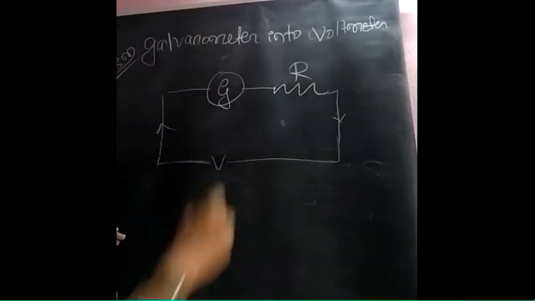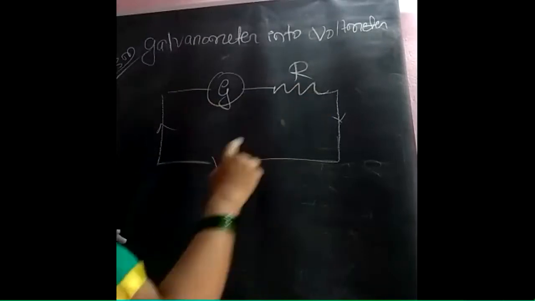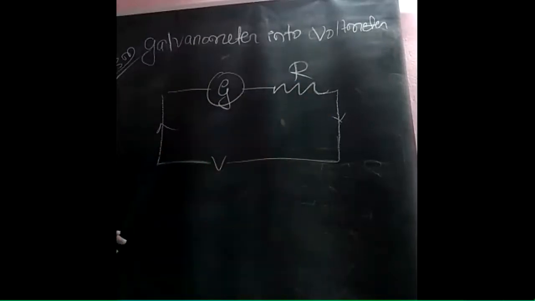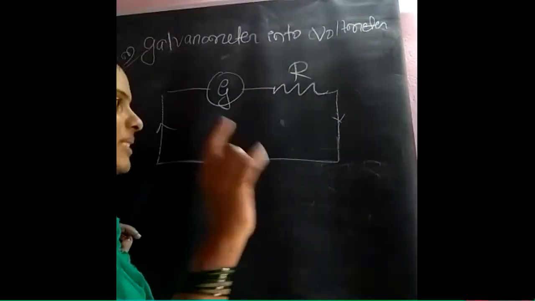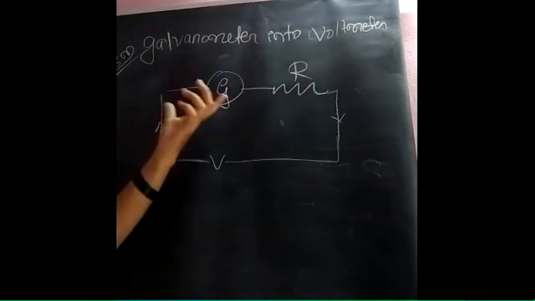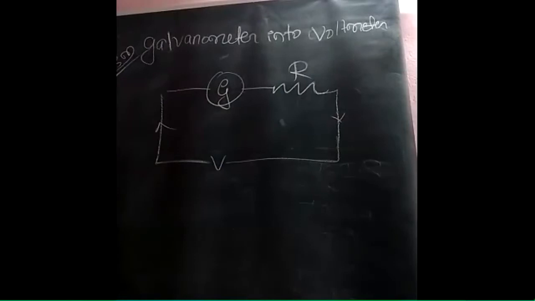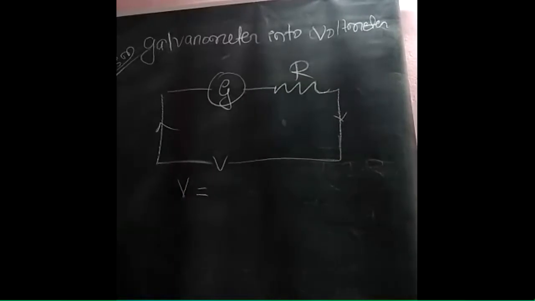So here the galvanometer is connected to the high resistance in series, so that the galvanometer can be converted into a voltmeter. Here we will see the expression. This is the circuit diagram where you are going to show like this. Now here I'll write the expression for potential V equal to.